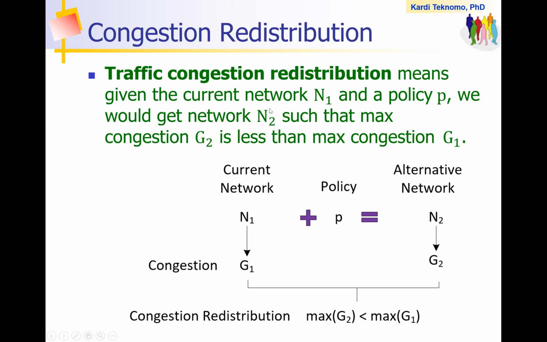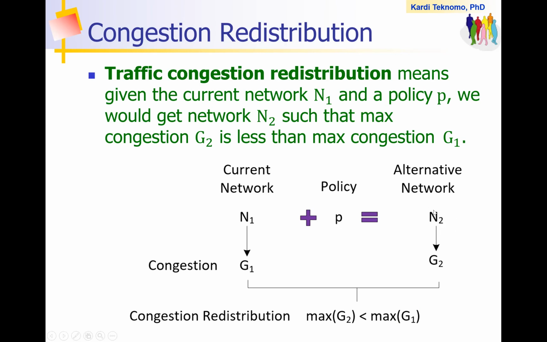Let's define it. You have a current network N1, and then you have a policy P, and then you create a new network N2, which is basically N1 plus P equals N2. You have the base network currently, and then you have a policy. I don't know what policy you want to put. A while ago I had a table of examples of policy that you can use, or a combination of them.